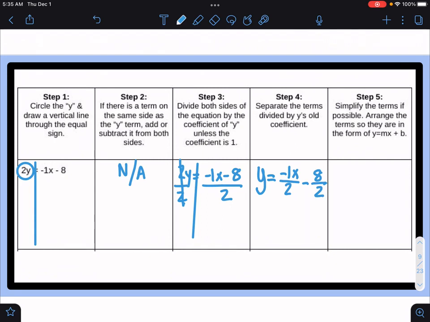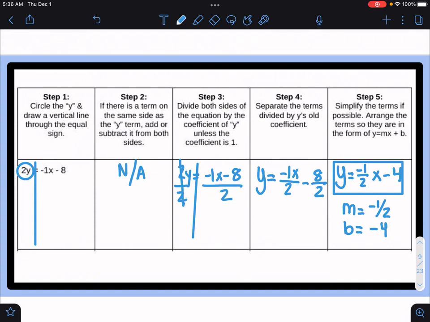And then step 5, simplify the terms if possible. So y equals negative 1 over 2 is just going to stay negative 1 over 2. Can't simplify that x. And then negative 8 divided by 2 is going to become negative 4. And we need to arrange to make sure it's in the form y equals mx plus b, which it is here. So this would be our final equation in slope-intercept form. Now we could easily tell that our slope is negative 1/2, and we could tell that our y-intercept is negative 4.